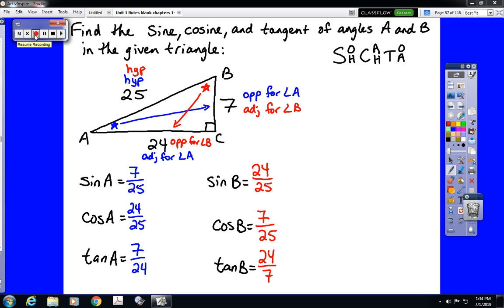Okay, ladies and gentlemen, this is the second video for Chapter 2, Section 1 in your Pearson Trigonometry textbook. We are continuing our discussion of the trigonometric values, the trigonometric functions of acute angles.